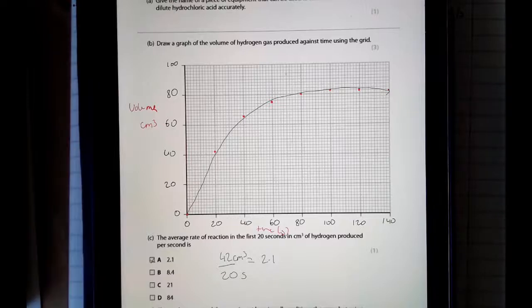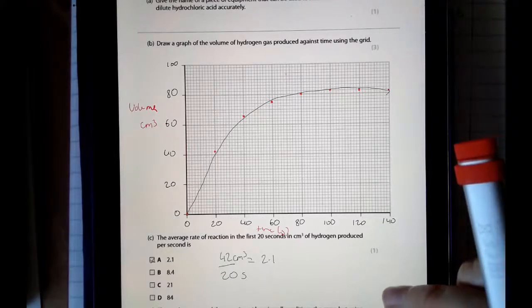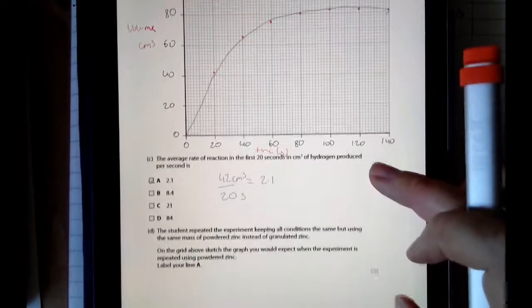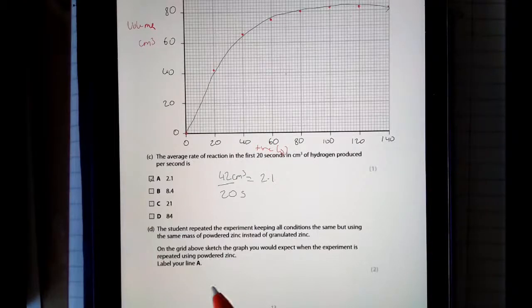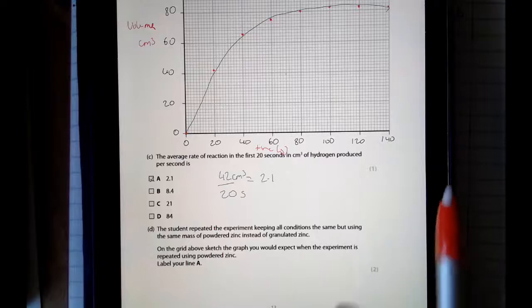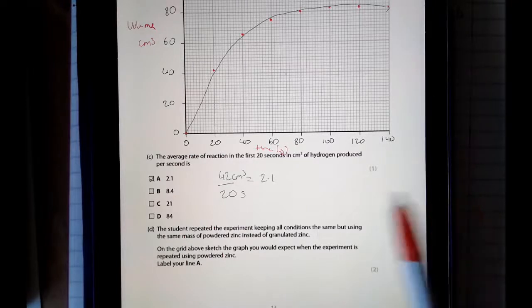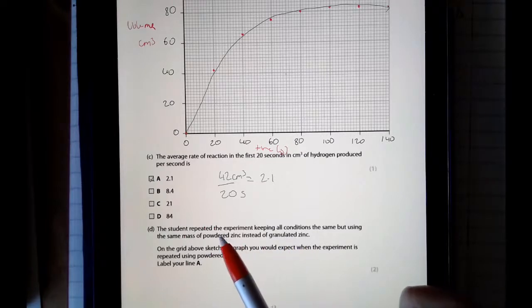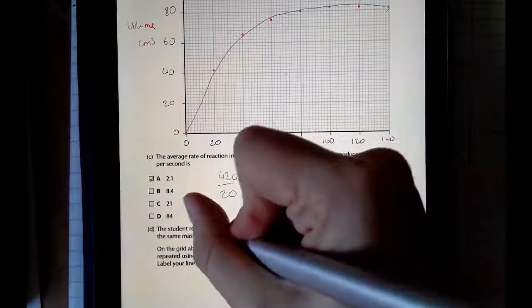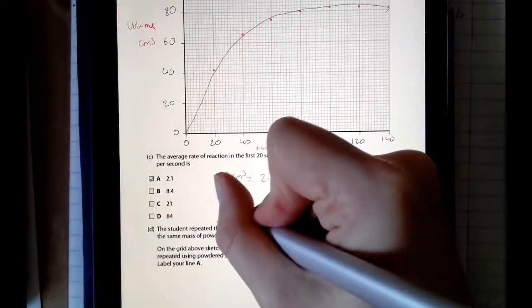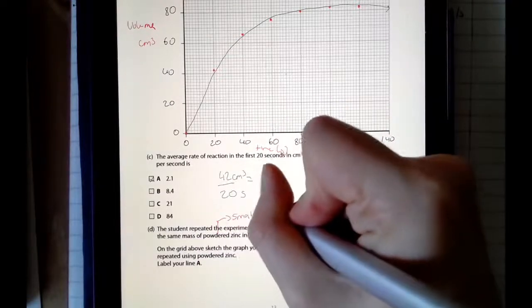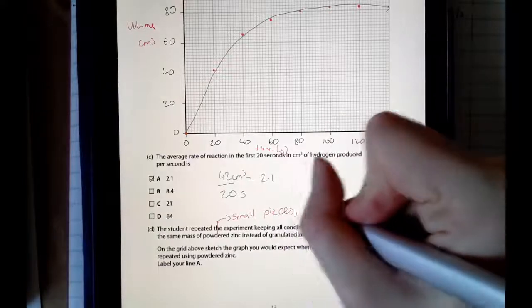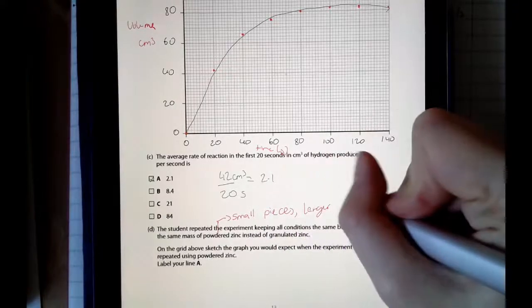If we go back to the exam questions, we can have a look at some of these. So this is the graph that I drew earlier, but the next part of that question was, on the graph above, sketch what you would expect to see if you did the same experiment again, but with powdered zinc. So you started off using large pieces of zinc, granulated zinc, and then you used powdered zinc. Powdered zinc is small pieces, so you've got a larger surface area.